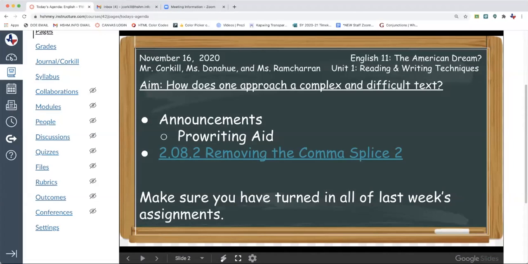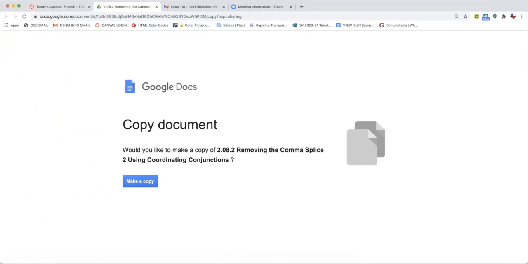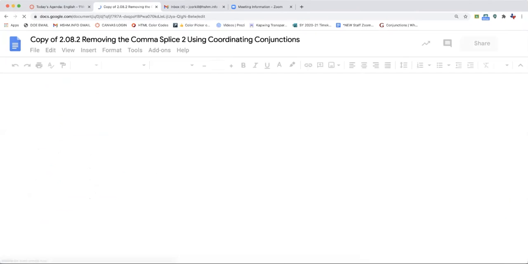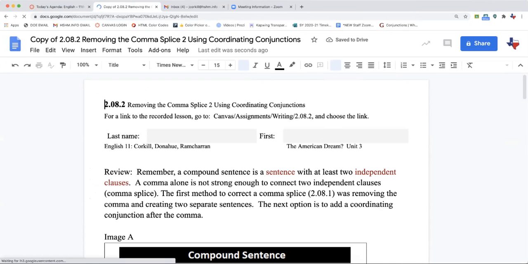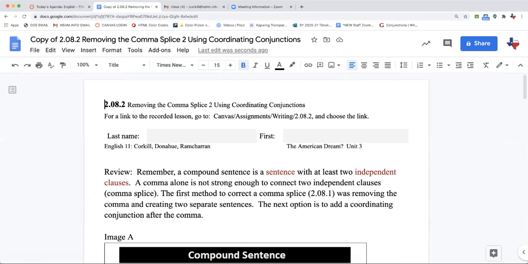Let me pull up the assignment for today. All right, so we are going to work on today's 2.08.2. You can get to it through assignments, or you can click on the link in the agenda. All right, 2.08.2, removing the comma splice 2, using coordinating conjunctions. I will add the links in a second for the video.